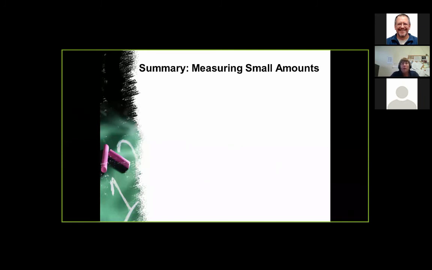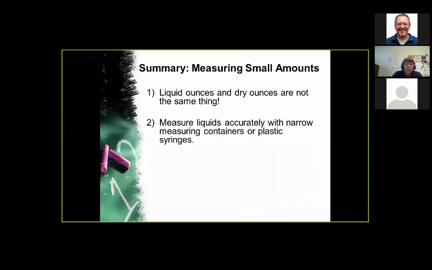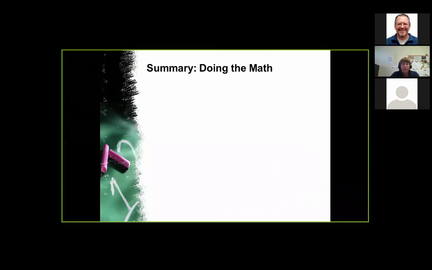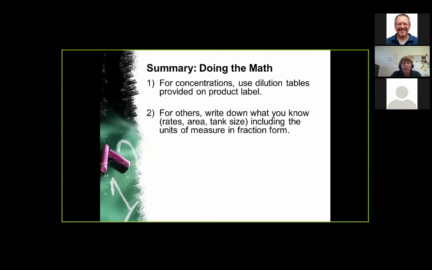So in summary, measuring small amounts, just remember that liquid ounces and dry ounces are not the same thing. Measure liquids accurately with narrow measuring containers or plastic syringes for smaller amounts. And dry formulations are best measured using a digital scale. If you're attacking one of these math problems, here's what I would recommend. For concentrations, just use the dilution tables provided on the product label whenever you can. That's just the easiest way to do it.